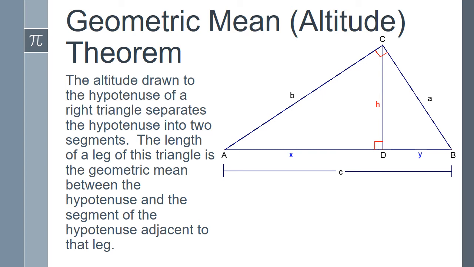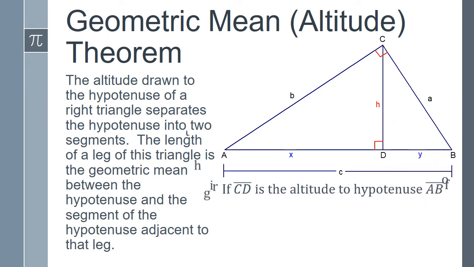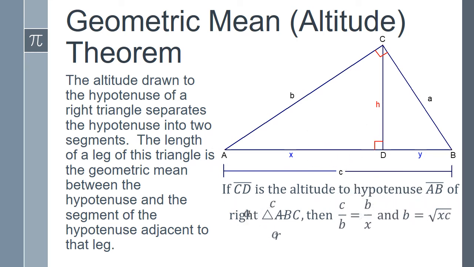To continue on with this, the altitude drawn on the hypotenuse of a triangle separates the hypotenuse into two segments. The length of a leg of this triangle is the geometric mean between the hypotenuse and the segment of the hypotenuse adjacent to that leg. What does that mean? Well, if segment CD is the altitude to the hypotenuse segment AB of right triangle ABC, then C over B equals B over X, and B is equal to the square root of XC, or C over A equals A over Y, and A is equal to the square root of YC.